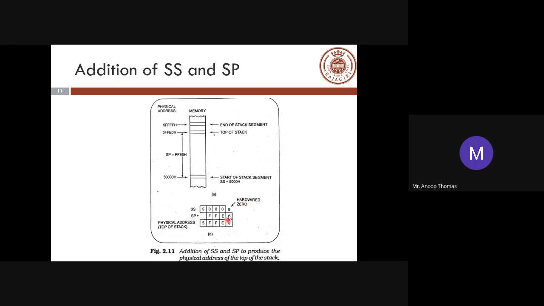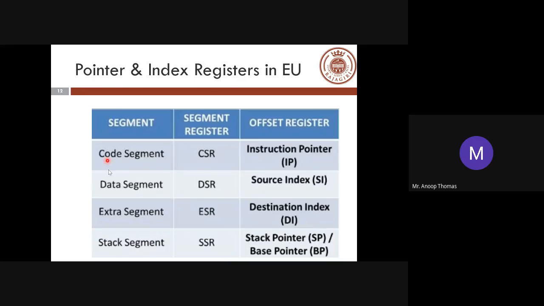Same operation is performed, same method, but the values here, in the other case it was code segment and IP, and here it's stack segment and stack pointer. So the same process is used for different segments. You will have a segment address and then an offset address. The offset address is added with the segment address using the 20-bit adder, which is provided in your bus interface unit, by adding a hardwired 0 and shifting the segment value, and getting the result. So that is the usual operation.